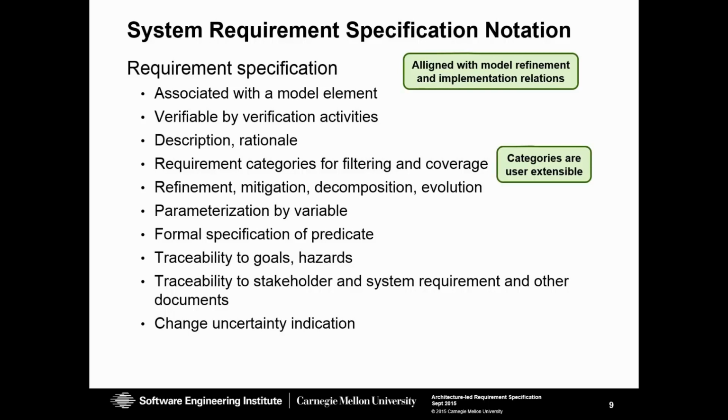We also have introduced the notion of development stakeholders, namely some requirements come from external users, but other requirements evolve as a result of a developer making architectural design decisions. So we want to be able to capture those as appropriate. And finally, we have a way of annotating the requirement specification with change uncertainty indicators, as we have illustrated in an earlier slide.